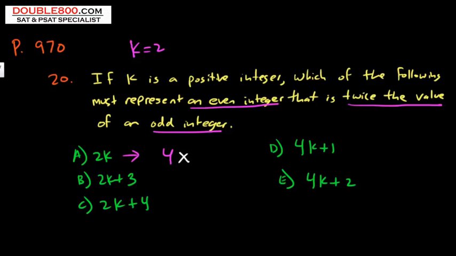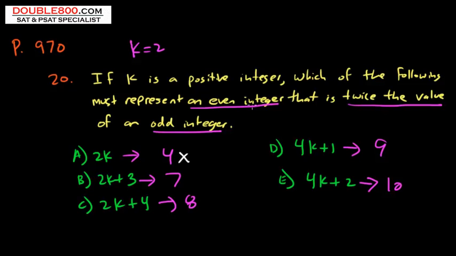All right, let's try B. Same 2 as our k, and we get 4 plus 3, and that's 7, and 7's not even, so it's just discounted automatically. C, 2 times 2, that's 4, plus 4 is 8. 8 is even, but it's twice the value of another even, 4. We want an odd. So that's out. Let's try D. Here we have 4 plus 1 is 9, which is not even. And the last one, we end up with 8 plus 2 is 10.